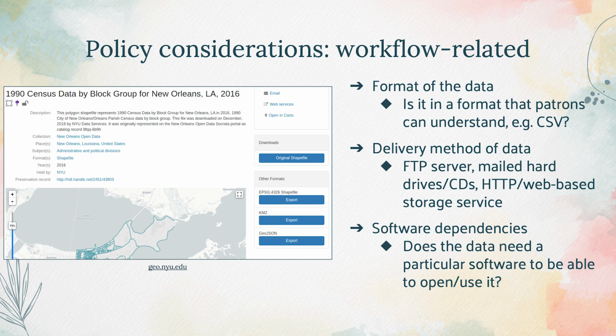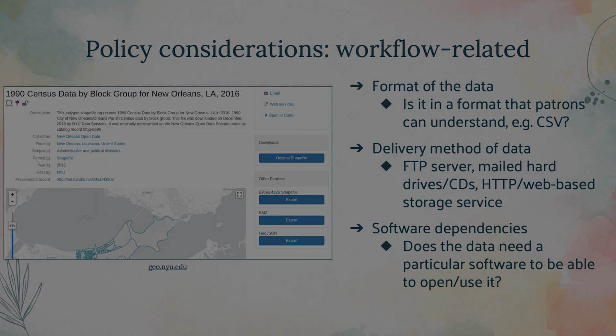And then some things we collect do require particular software, like this screenshot is from our spatial data repository. And you can see there's a number of different file formats there, and there's even an open in Carto button, which lets you open it in a GIS tool. But because there are these other formats there, it can be opened in pretty much any GIS tool. And that's something that we considered when we took on this collection.